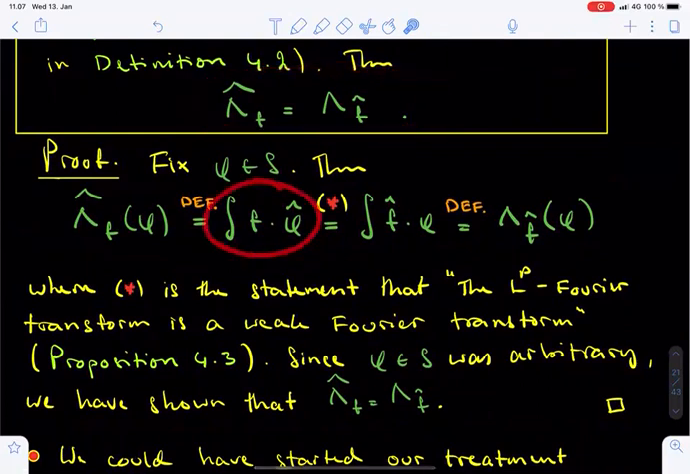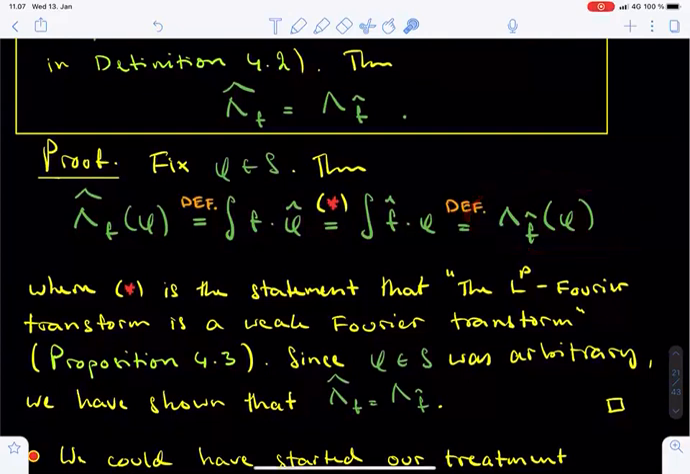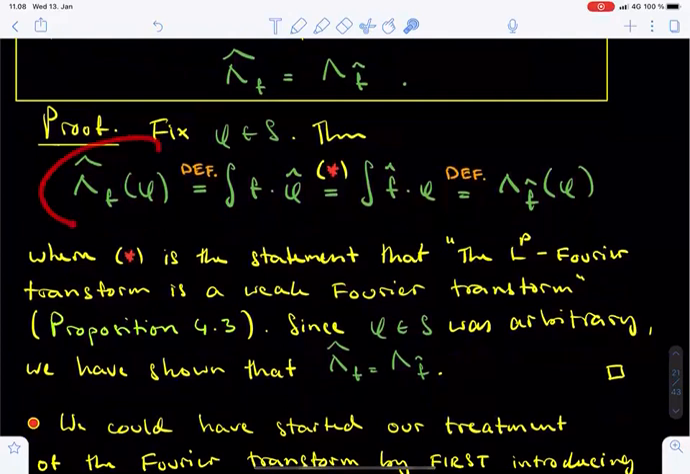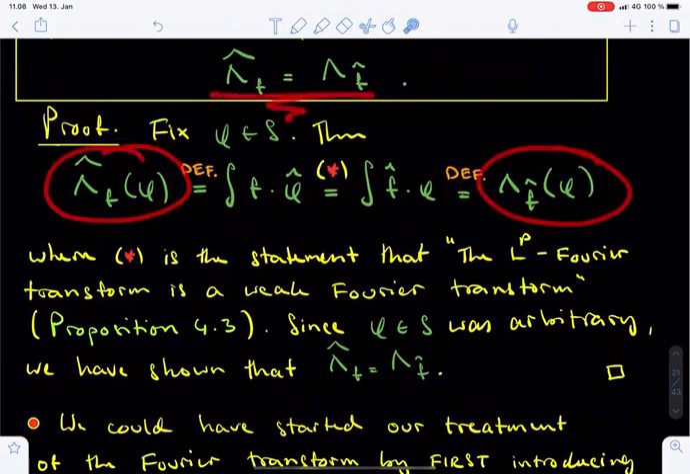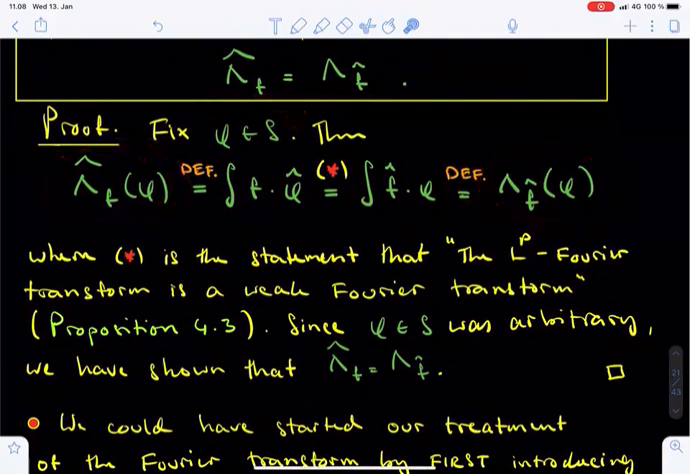The left-hand side here equals the value of the tempered distribution hat lambda f at phi, whereas the right-hand side equals the value of the tempered distribution lambda hat f at phi. The equation shows that these two tempered distributions agree for all Schwarz functions phi, and hence they are the same tempered distribution by definition. This completes the proof of proposition 4.14.